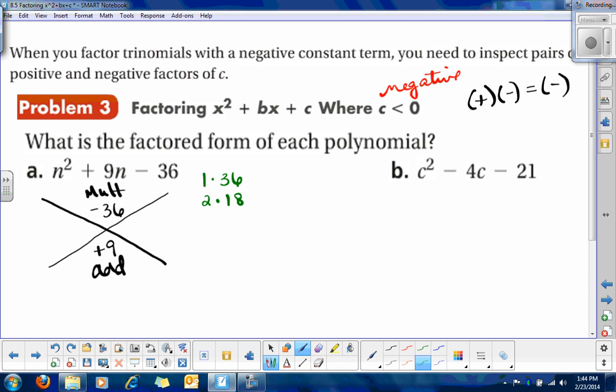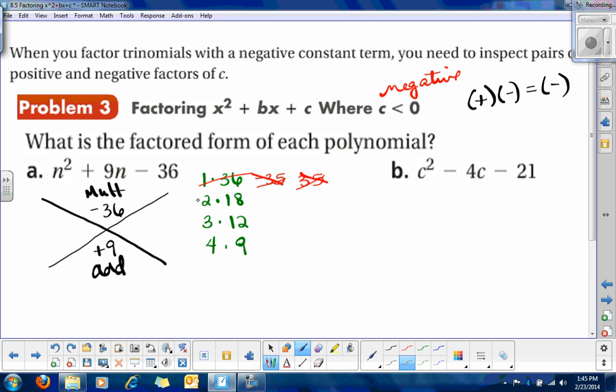2 times 18, 3 times 12, and 4 times 9. Okay? Now, which one of these, remember we want to have one positive and one negative. If I have a positive 1 and a negative 36, that's going to give me negative 35, right? So that's not it. If I have a negative 1 and a positive 36, that's going to give me a positive 35. So this one's out.